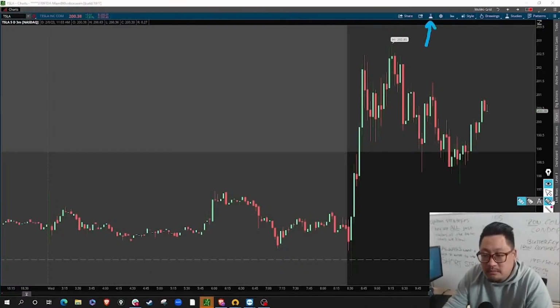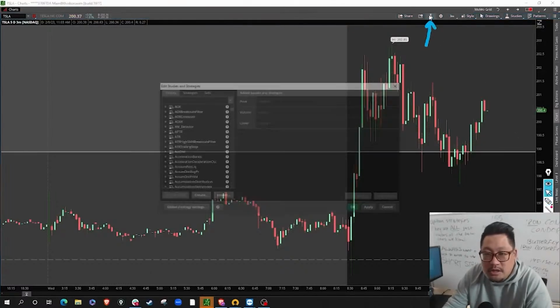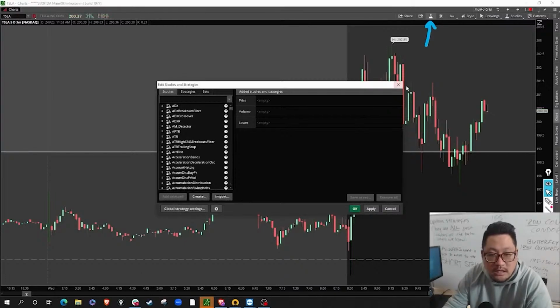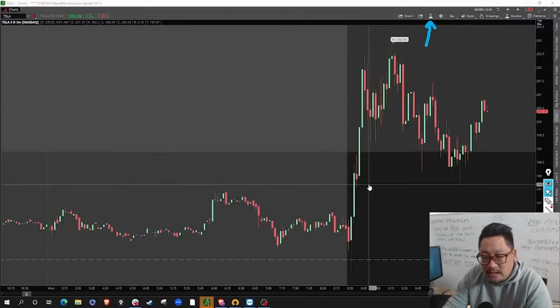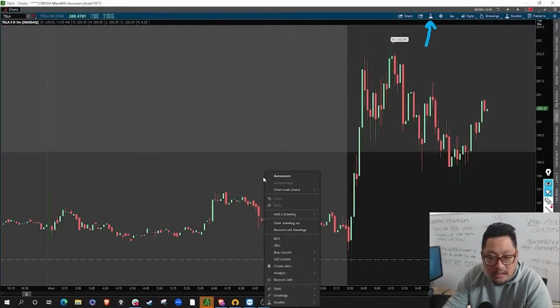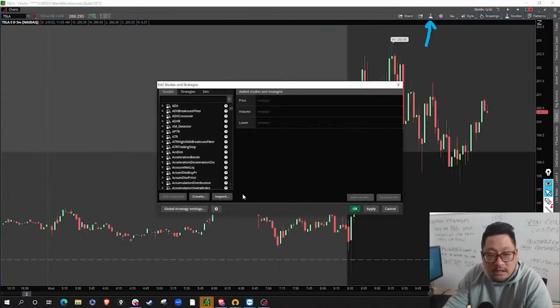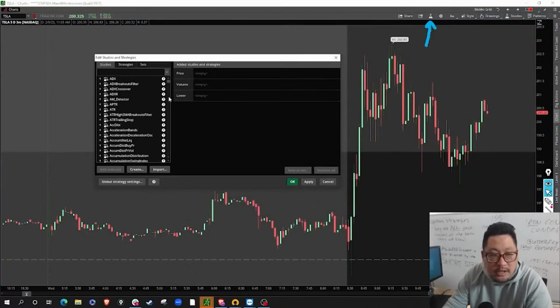Now, on Thinkorswim, you could see that in the top portion of your chart, you're going to have this little beaker symbol. That is a shortcut to the Edit Studies and Strategies chart. Now, if that's a little bit too difficult, you could always right-click, go all the way down to the bottom where it says Studies. On that secondary pop-up window, click Edit Studies, and you could get there the same exact way.